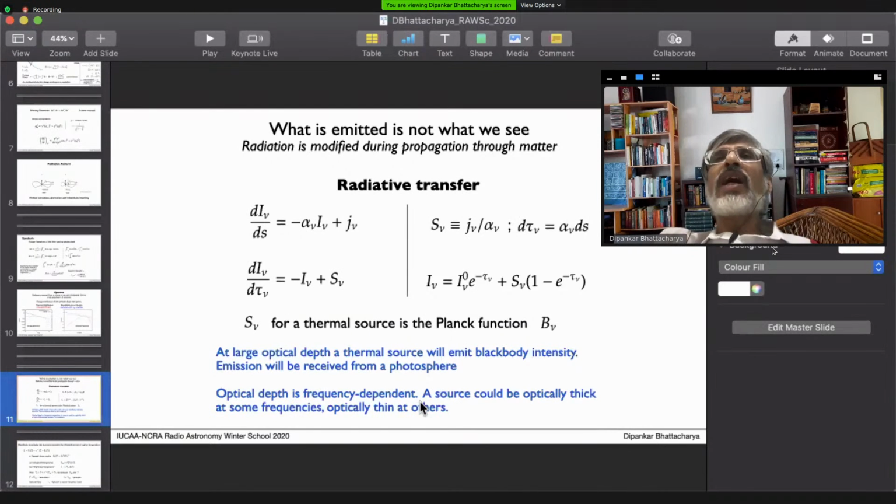There are, for example, stars, which at the photosphere is optically thick at almost all the frequencies that we look at. So if it's a very dense material, it is optically thick at almost all frequencies at the photosphere. But there is material which is in the atmosphere and so on, which is optically thin. So it's a combination of some optically thick portion and optically thin portion. But in general, yes, you will have objects which are optically thick at some frequency and optically thin at others.